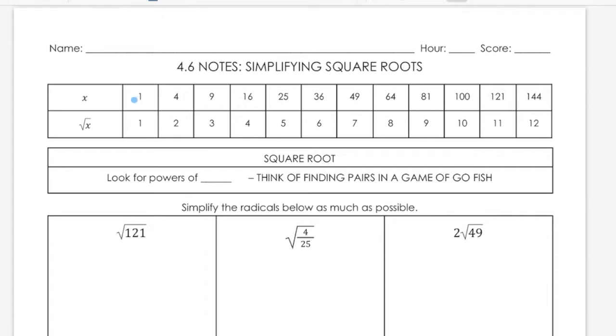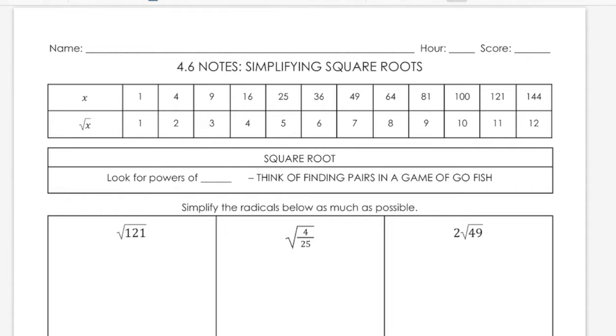So every number up here is what we call a perfect square, and they have square roots. Then every number down here is the actual square root. So for example, the square root of 25 equals 5. That's how you would read this table.